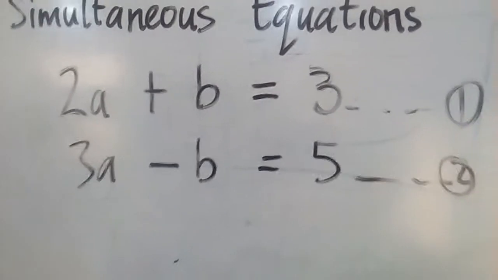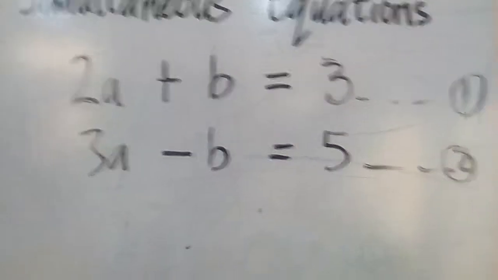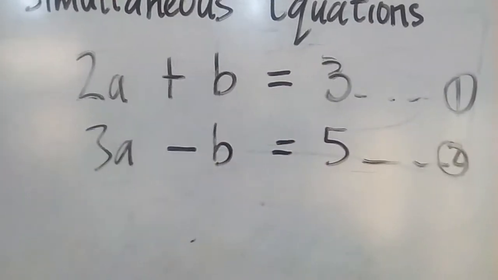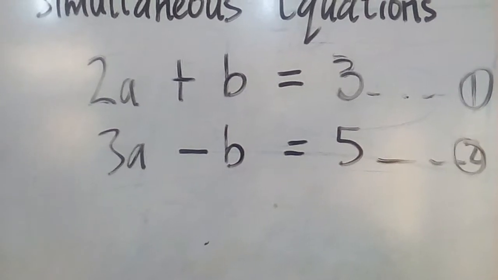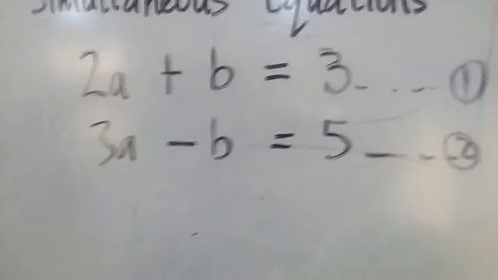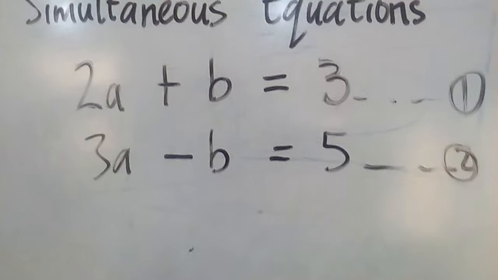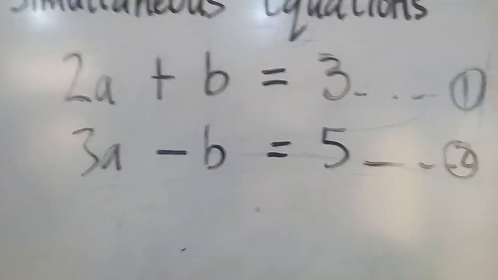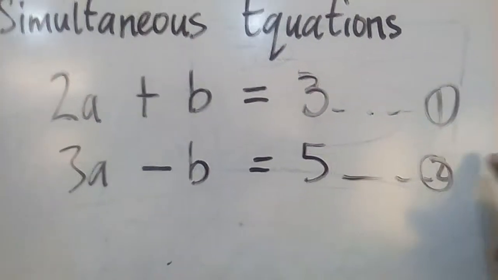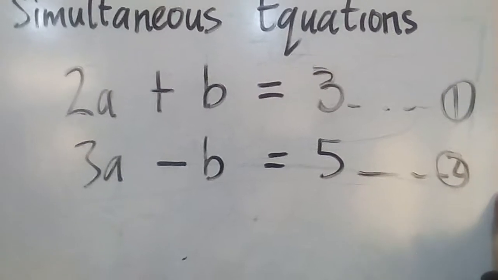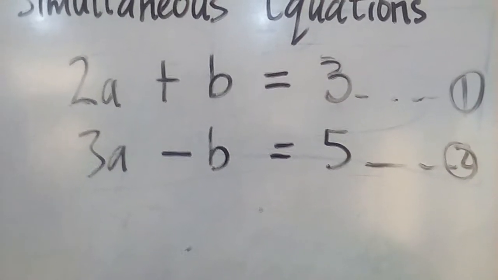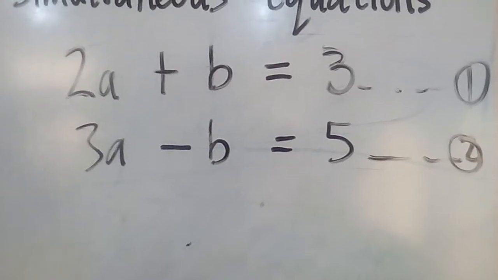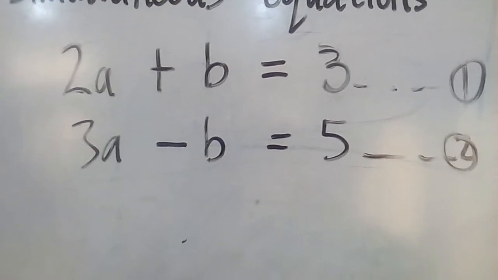We'll see that a in equation 1 has 2 as its coefficient, and a in equation 2 has 3 as its coefficient. Now they are not the same. What we do to ensure that they're the same is to multiply both equations by the coefficient in the other one.